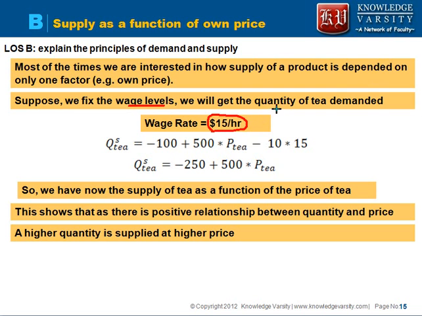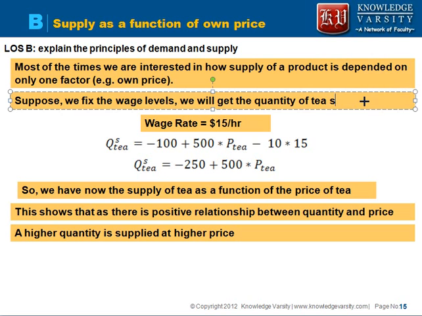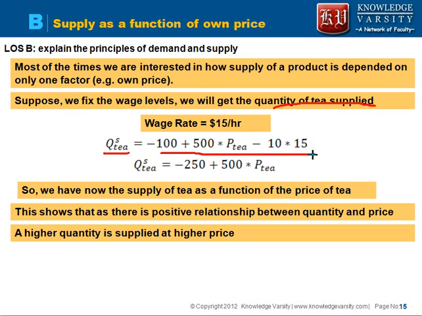We want to know the quantity of tea supplied. This was the equation. We will substitute the wage of 15 over here, so we have 150 and this is 100. Combining, we have 250 plus 500 into the price of tea. This is the quantity of the supply. So this is the equation that we have.